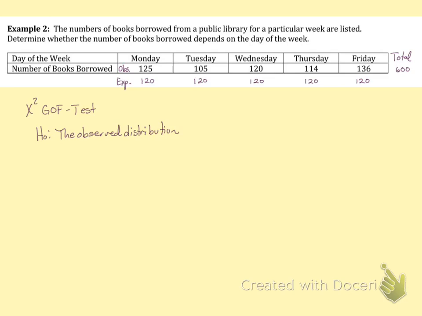So, okay, we're talking about the null hypothesis. And we're saying that the observed distribution is consistent with the stated model. So in this case, the stated model is that they're all equal. And then the alternative hypothesis is basically the opposite of this, that the observed distribution is not consistent with the stated model.